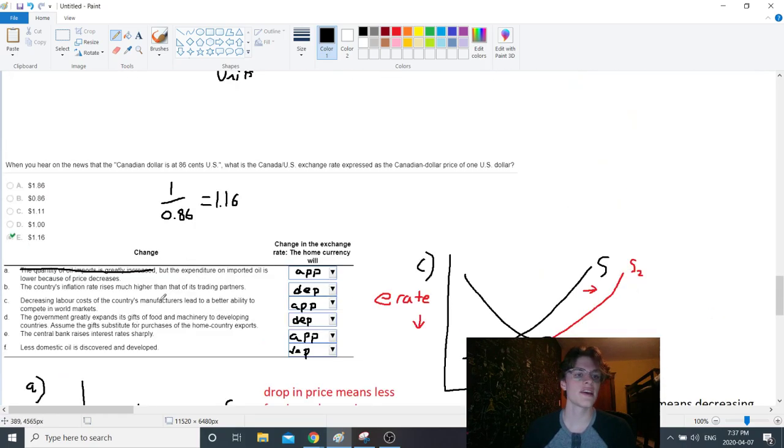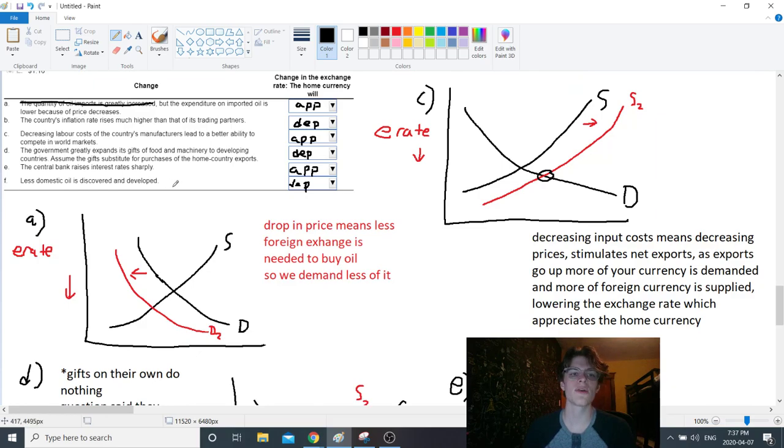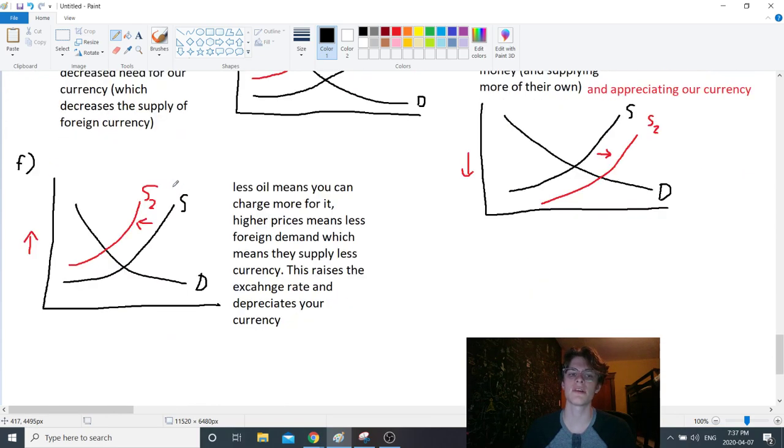Lastly, F. Less domestic oil is discovered and developed. Again, that sounds like a bad thing. So if less oil is discovered, then the people who do discover oil can charge a higher price for it because there is more demand, there's less supply. And what that means is with those higher prices, less people are going to want it. And that includes foreigners who may have previously been importing it.